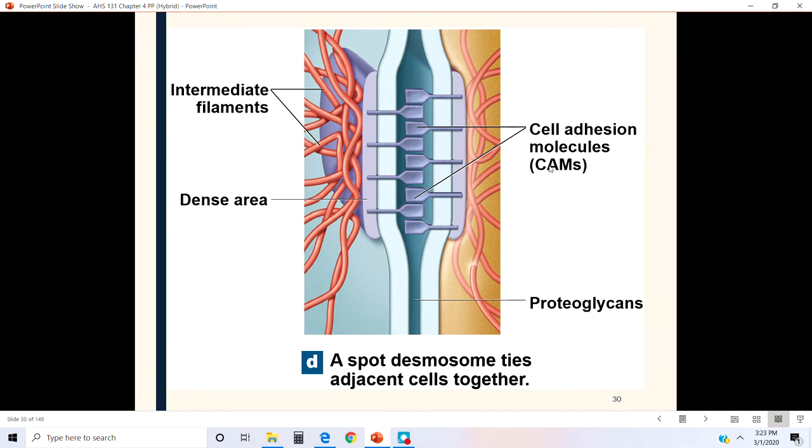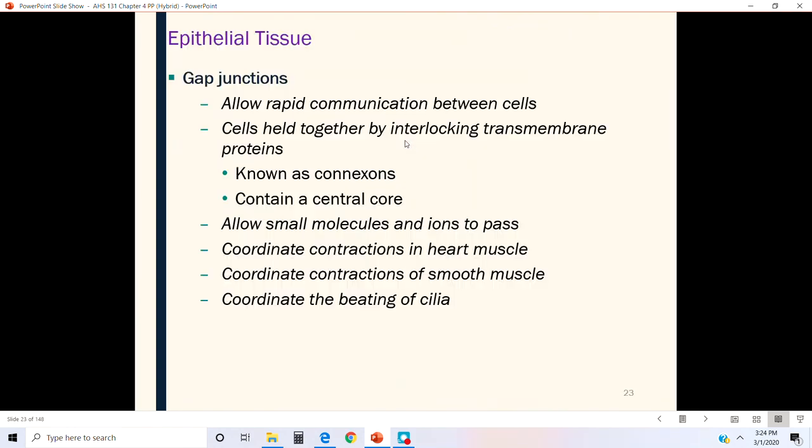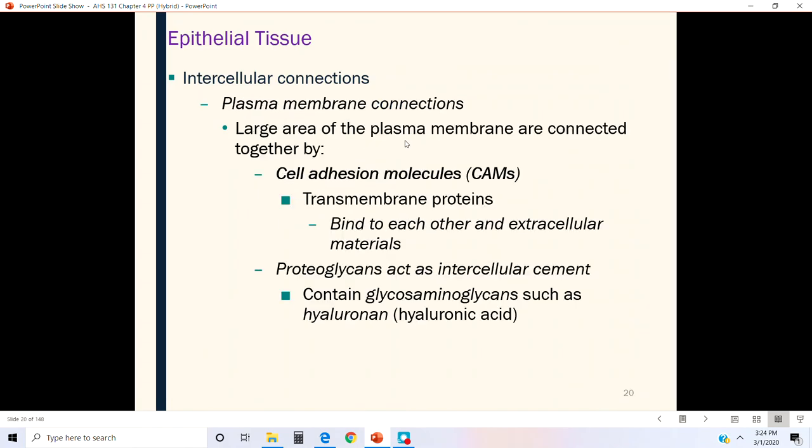They're specifically called CAMs. These are a type of transmembranous protein. And you can see these proteins interlock, right? So the proteins from the cell here on the right are going to interlock with the cells on the left, okay? CAMs, right? Transmembrane proteins, and they bind to each other from one cell membrane to the next.